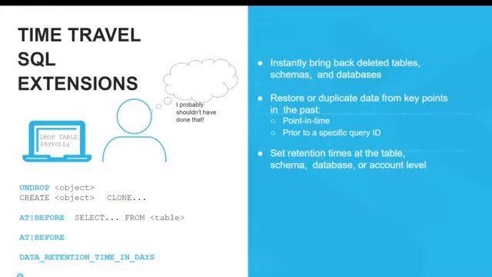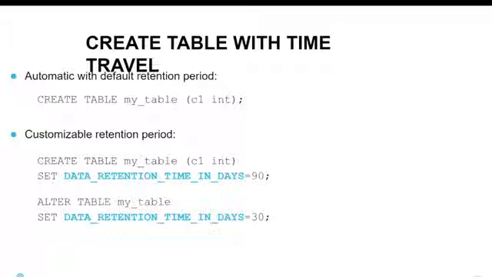Now, time travel can be applied to all the different objects we have in Snowflake, such as tables, schemas, databases, or at the account level also you can set the retention, right? You can set the retention at a specific object, or you can set the retention at the account level of Snowflake, where every object in that particular account is going to have the same retention, right?